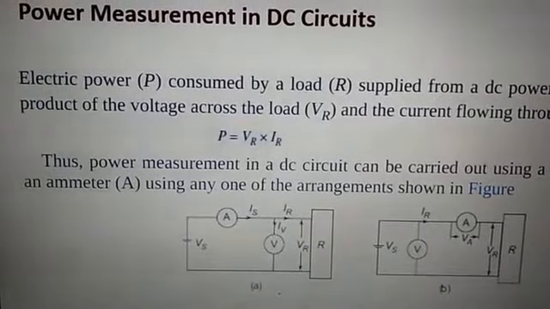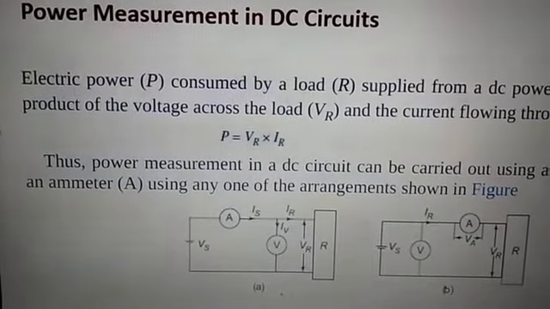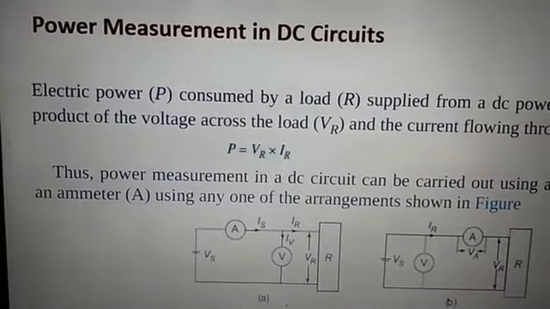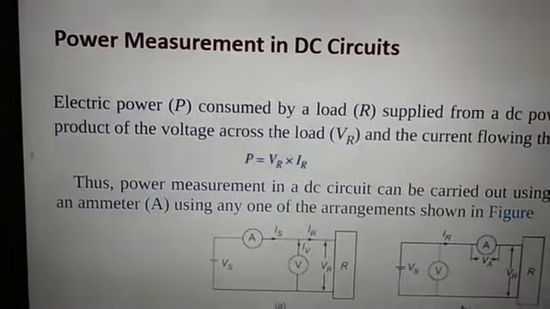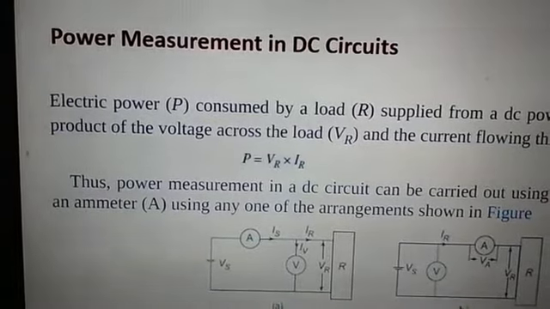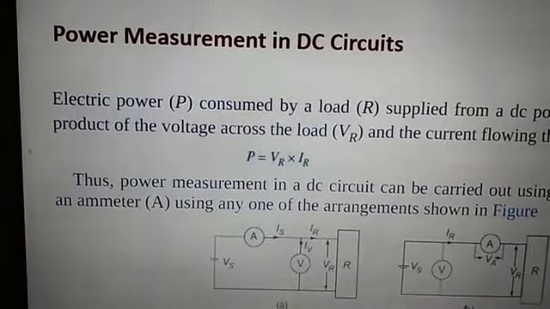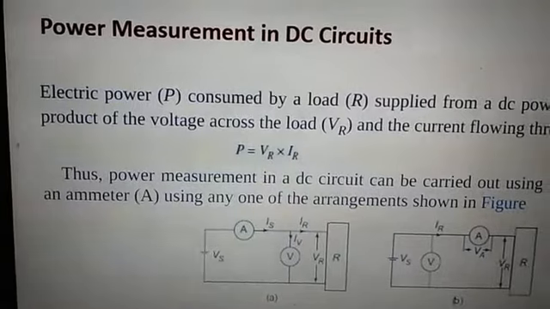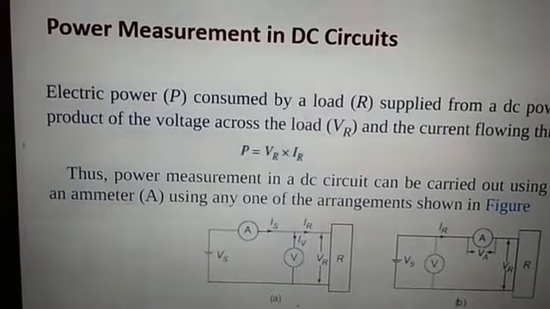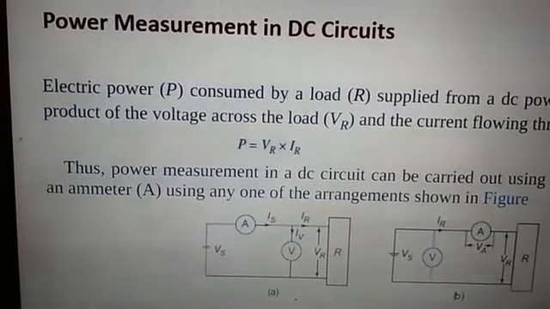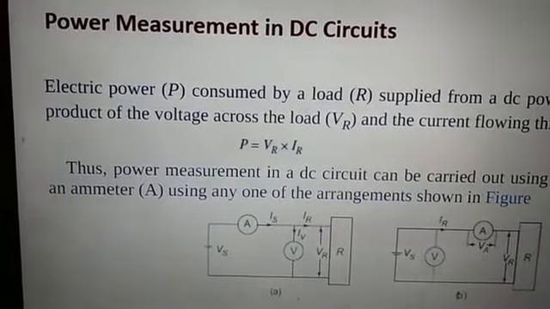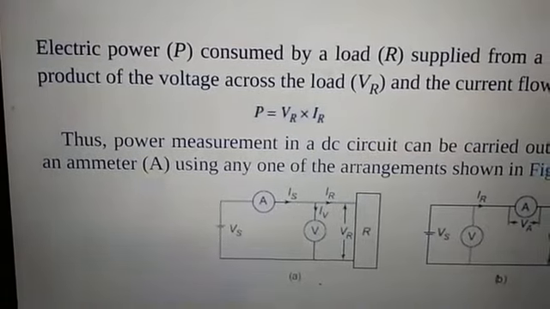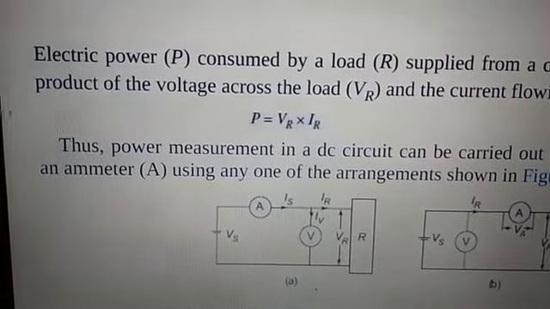So in the first circuit, supply current Is is flowing through the ammeter A. After that, Is is divided into two parts. The first is IR and the second is IV. IR is the current flowing through the load resistance R, while IV is the current flowing through the voltmeter V. So when we apply KCL, you can find that Is is equal to IV plus IR. So now let us see which types of error may occur for the first arrangement.